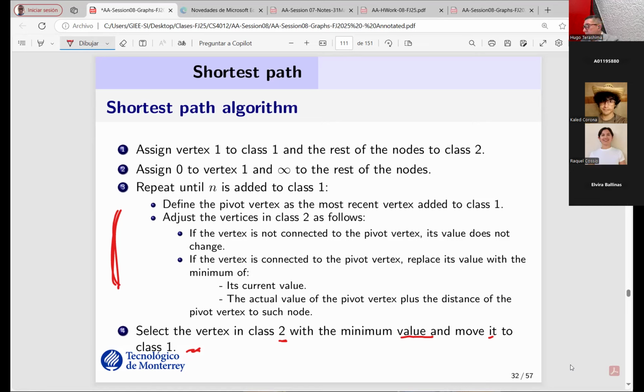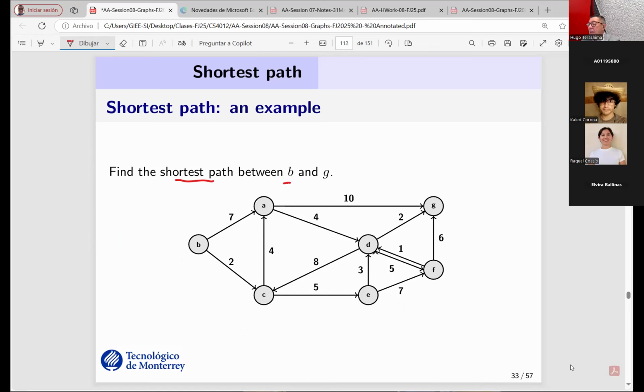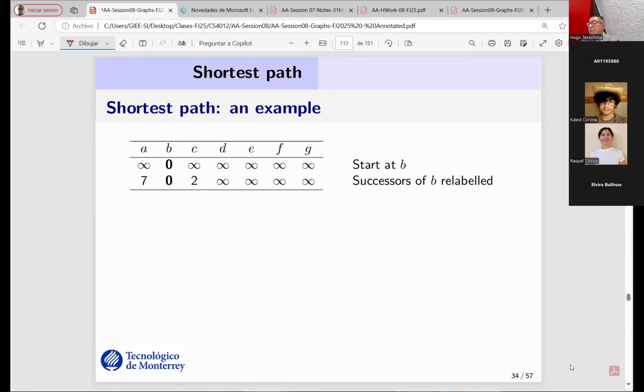So find the shortest path between B and G, right? B is here and G is here. So B is going to be in class 1 with a value of 0, and all the others are in class 2 and they all have infinite value, right? Let us move on here in the steps. B is the pivot, right? All the others are infinite.